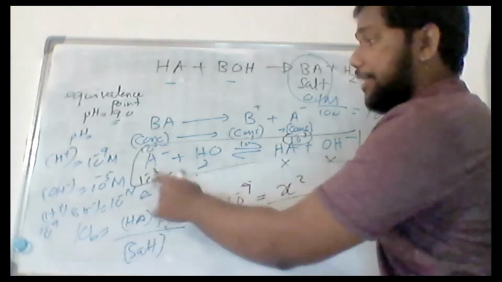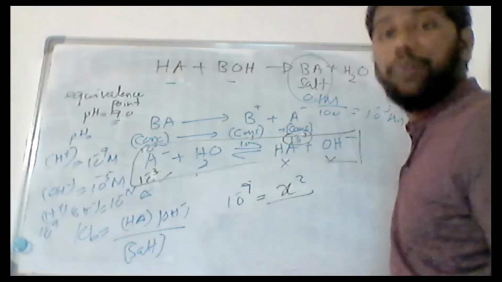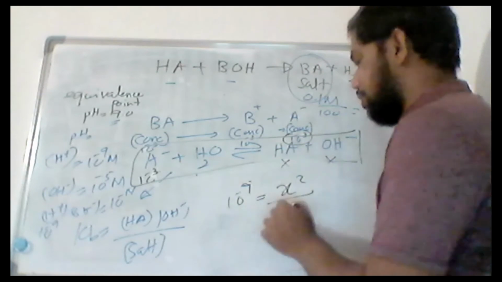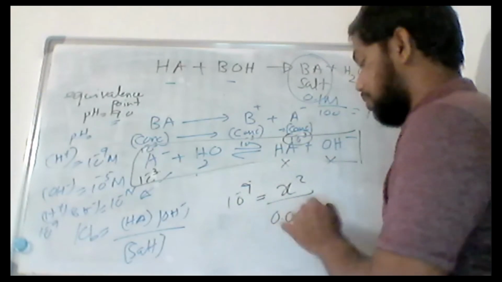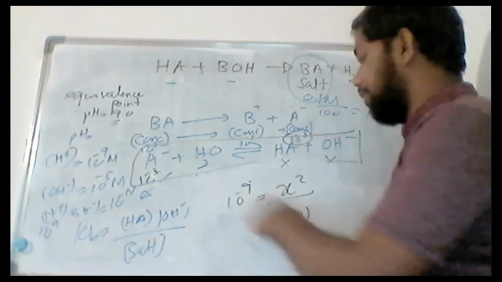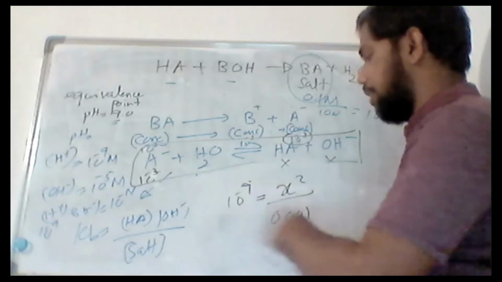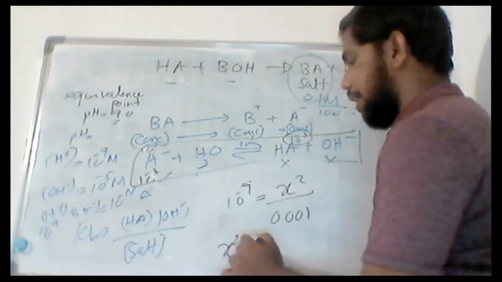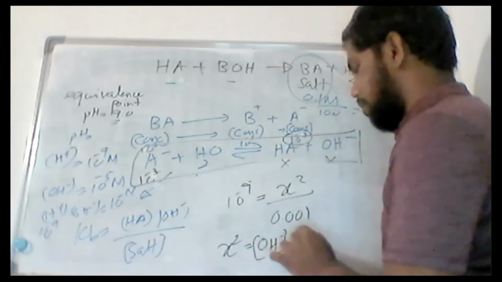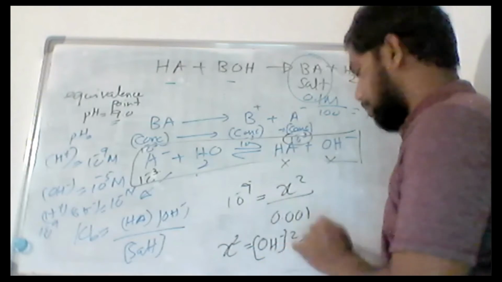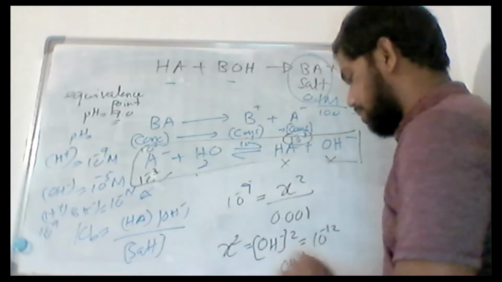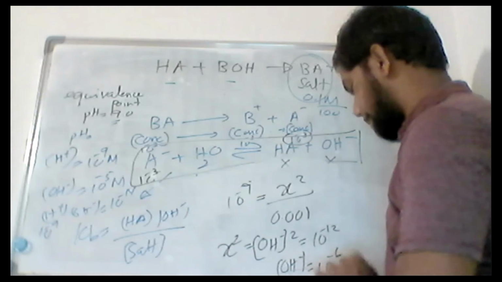Over salt concentration, which is now 100 times diluted. So earlier it was 0.1 by using the calculation of pH. Now here you have to calculate. So this is 0.001 now. By 100 times dilution, it becomes 10 to the power minus 3. So according to this, when I do the calculation here, I get x squared, which is my OH minus concentration squared, equal to 10 to the power minus 12. Okay, so I get OH minus concentration as 10 to the power minus 6 M.